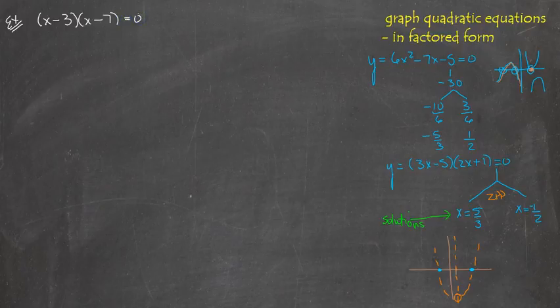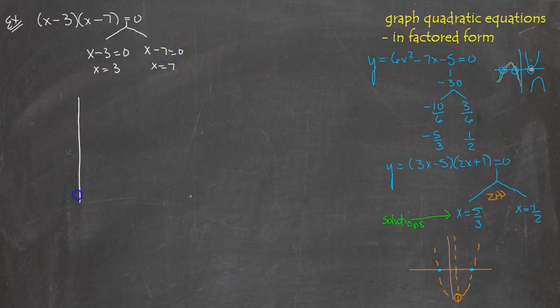So here we have a quadratic equation that's already been factored into the linear factor x minus 3 and the linear factor x minus 7. If I use the zero product property, I get that x minus 3 equals 0, and so x equals 3. And in the other case, x minus 7 equals 0, and so x equals 7.